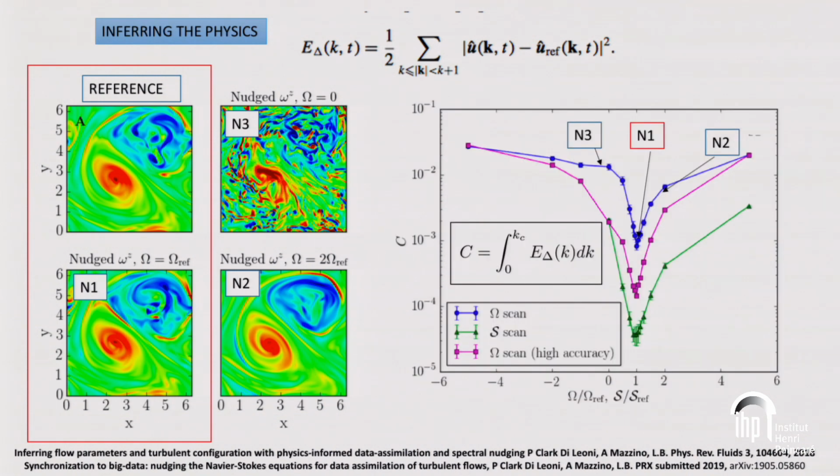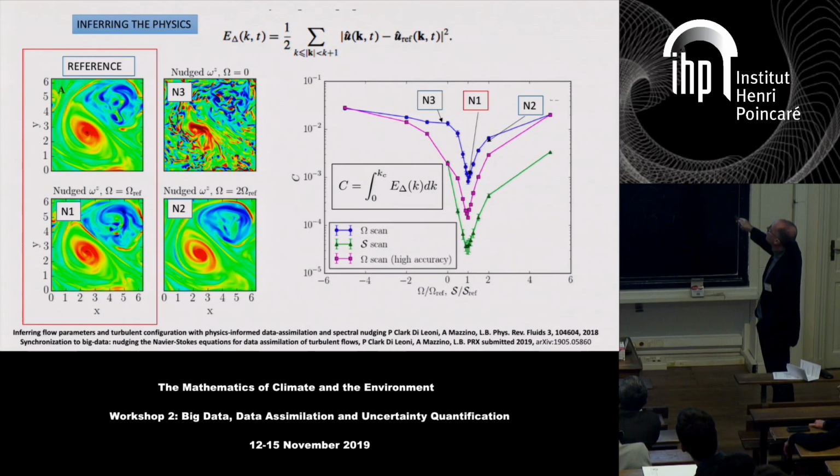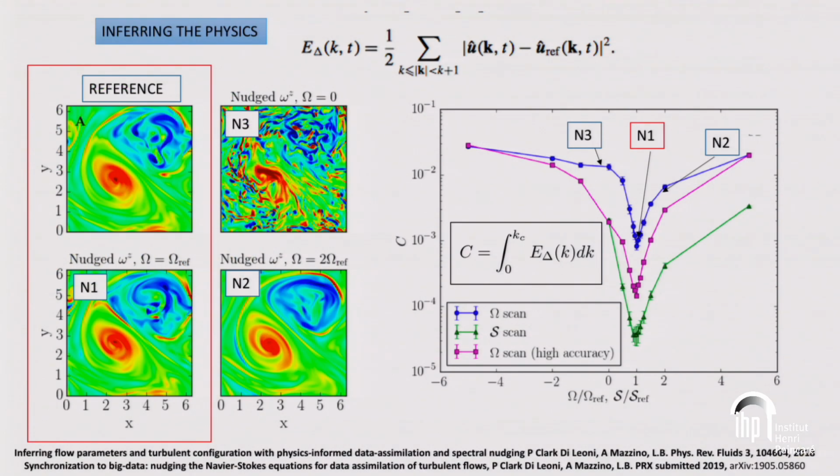And if you want to be more quantitative, you can write one number that is the total integral of the L2 norm at all frequencies, at all wave numbers, sorry. And here I give you the error as a function of the omega. Forget about the shear, it's another problem. We scan the different omega, and I show the error as a function of omega over omega f, that is my guess. And you see that the error goes down by 3 orders of magnitude when we guess the right omega.